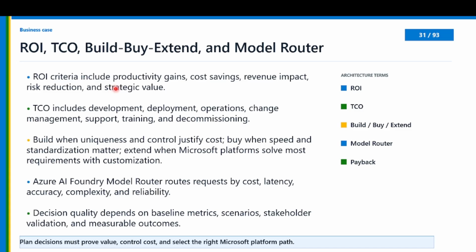ROI criteria include productivity gains, cost savings, revenue impact, risk reduction, and strategic value. If you want to explain how an agent will generate return on investment for the company, these are the terms you should focus on: how AI will improve the productivity of employees, and how it will help them save cost. For example, the cost of employing 5 people on a task that one agent can do.